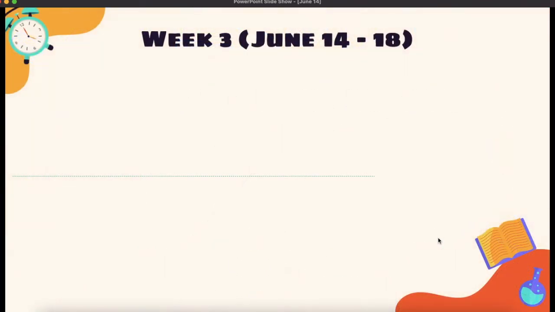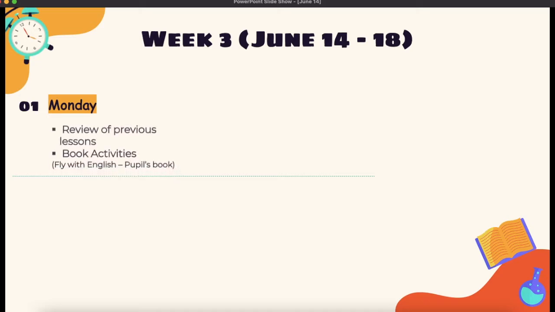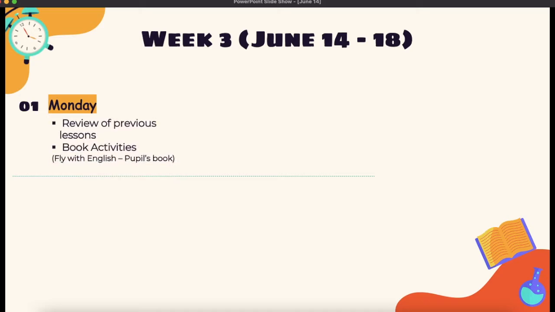Again, we are now on our third week. This will be from June 14 up to 18, Monday to Friday. So for this week, the first thing that we are going to do, on Monday, which is today, is review all the previous lessons that we had, and we're going to have book activities using your Fly with English Pupils book.